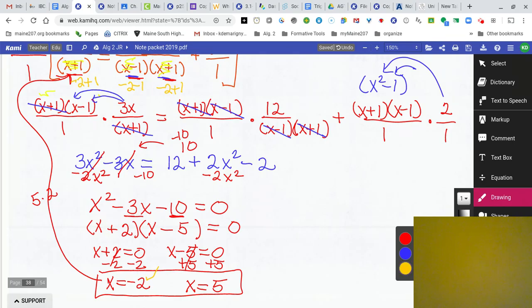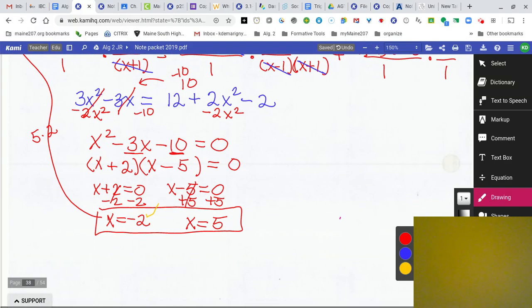So if we do a 5 plus a 1, we're okay. If we do 5 minus 1, we're okay. If we do 5 plus 1, we're okay. So then my solutions are these two. So I can take a -2 and a 5.